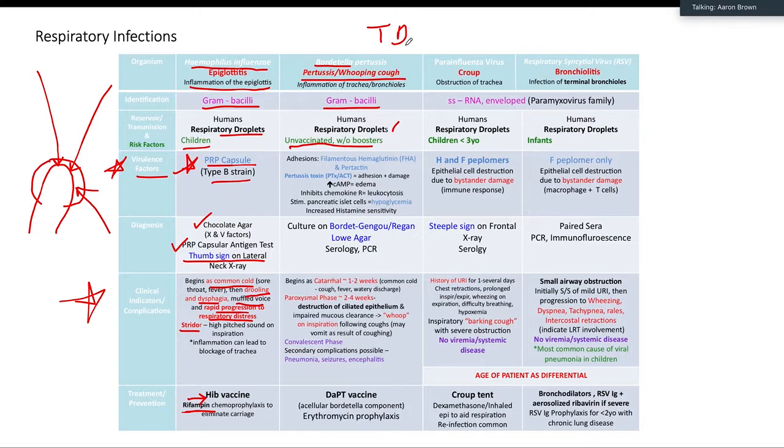Pertussis is such an active bacteria that we're actually not even going to give whole cells when it comes to vaccines. We're going to give an acellular pertussis. We're going to cook down that bacteria into just its proteins and give that as the vaccine.